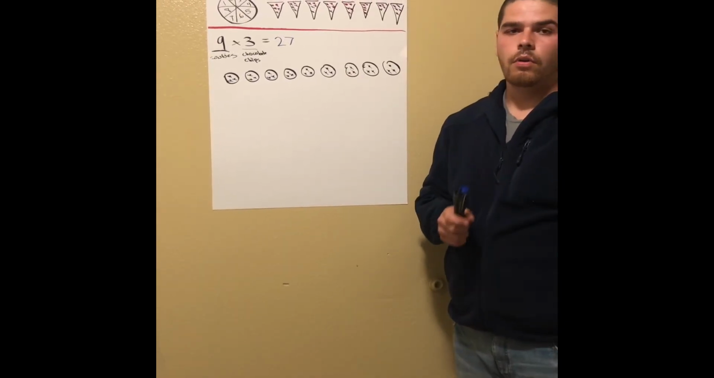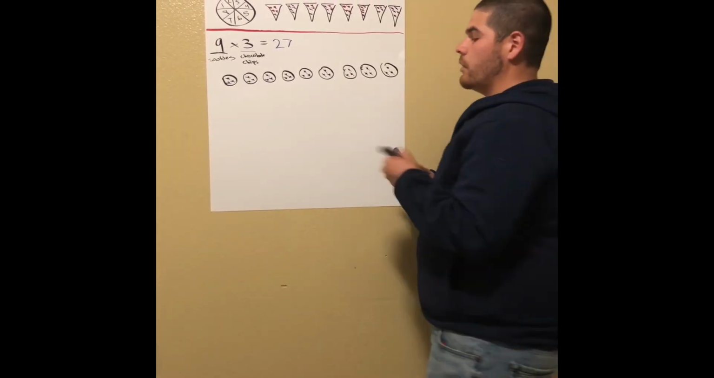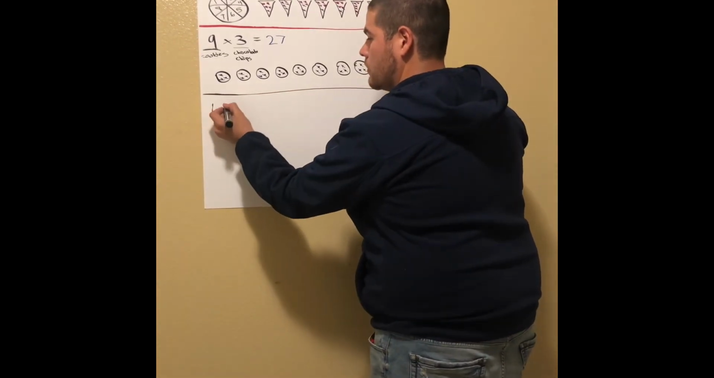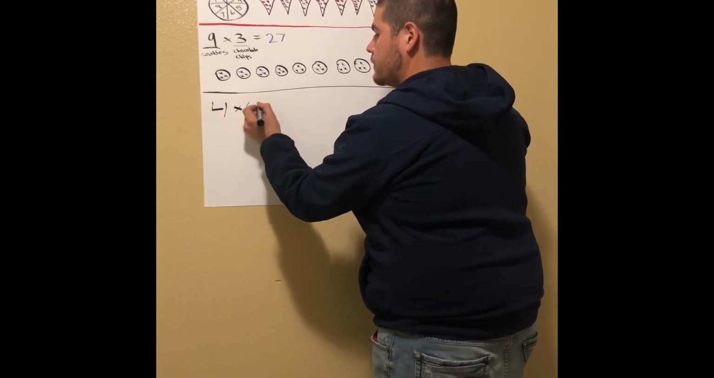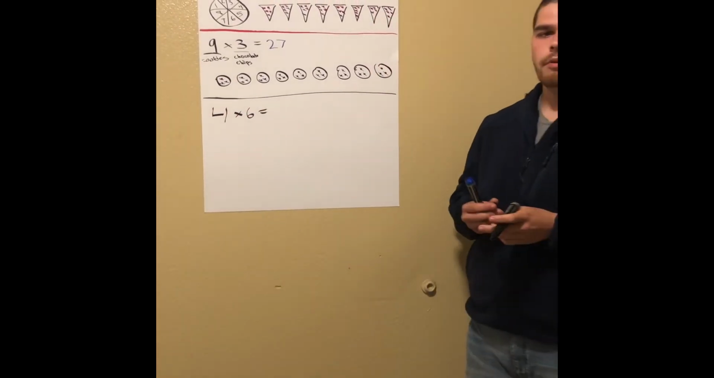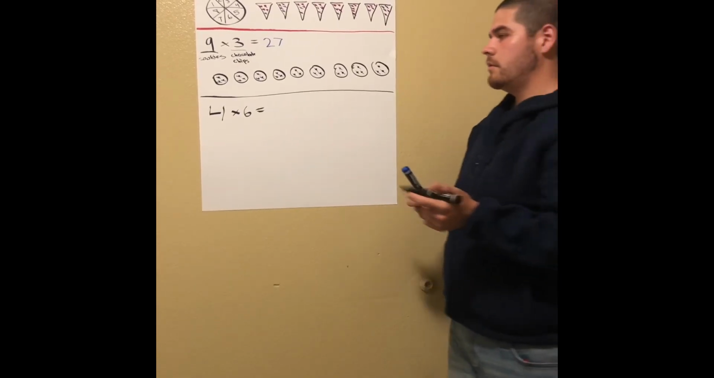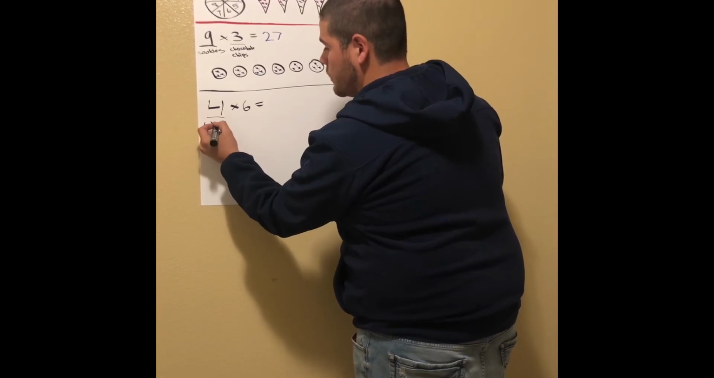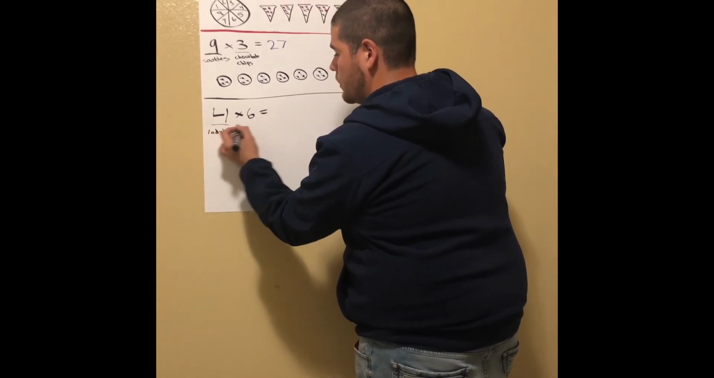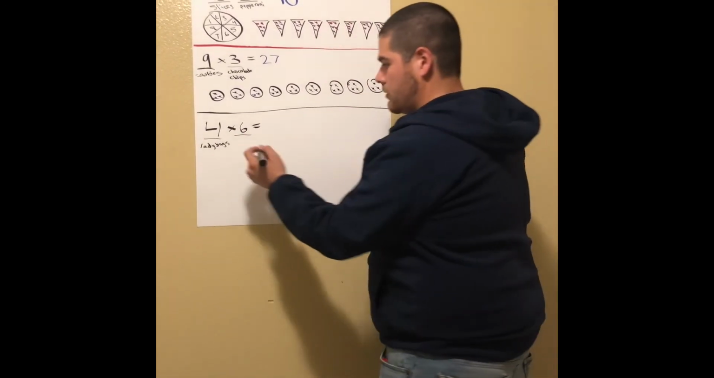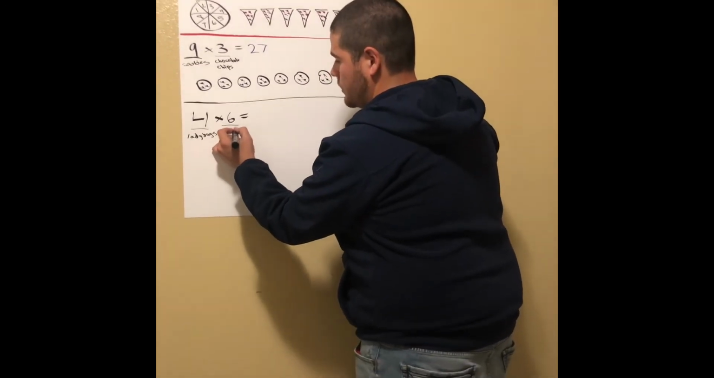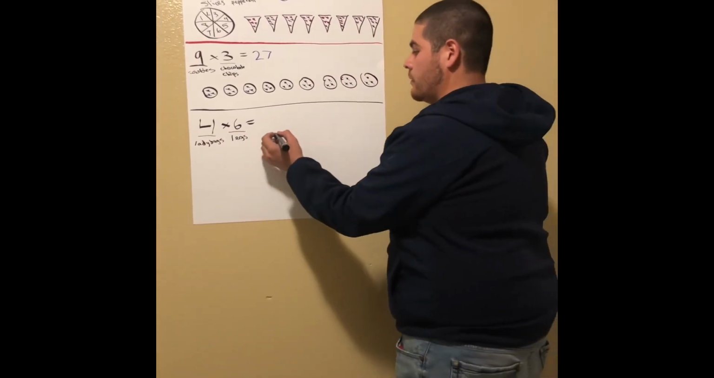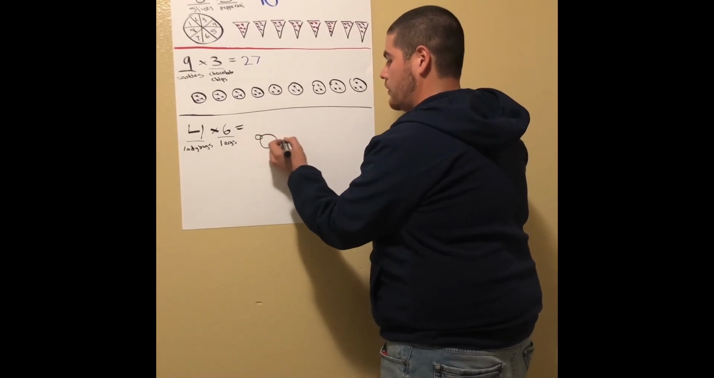We're going to go ahead and do one last problem. We are going to do 4 times 6. Can anybody tell me what we want to use? Ladybugs? Okay. So 4 ladybugs. And each ladybug has 6 legs. Okay. 6 legs. So what are we going to do first? Okay. We're going to do our 4 ladybugs.